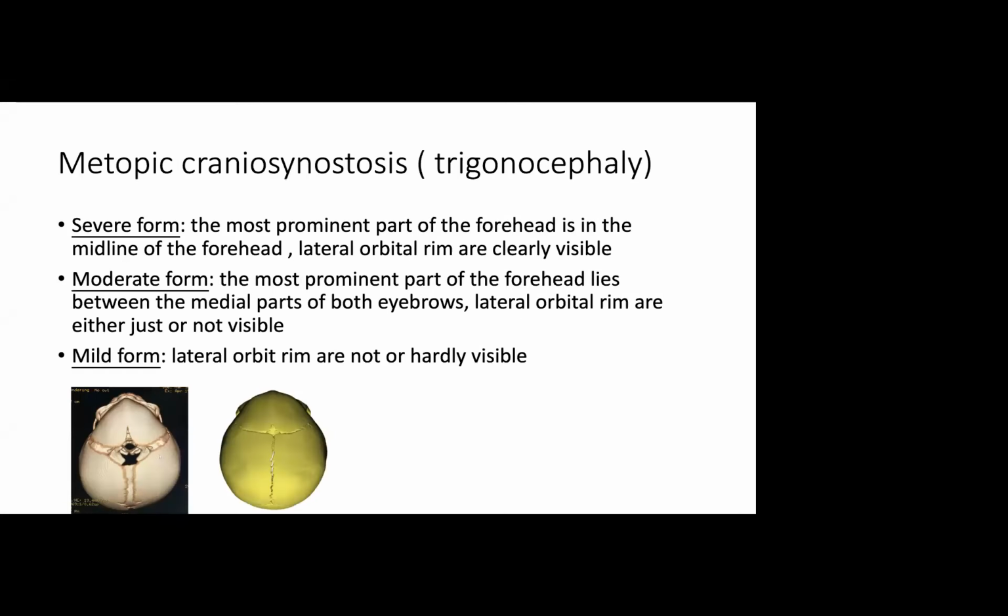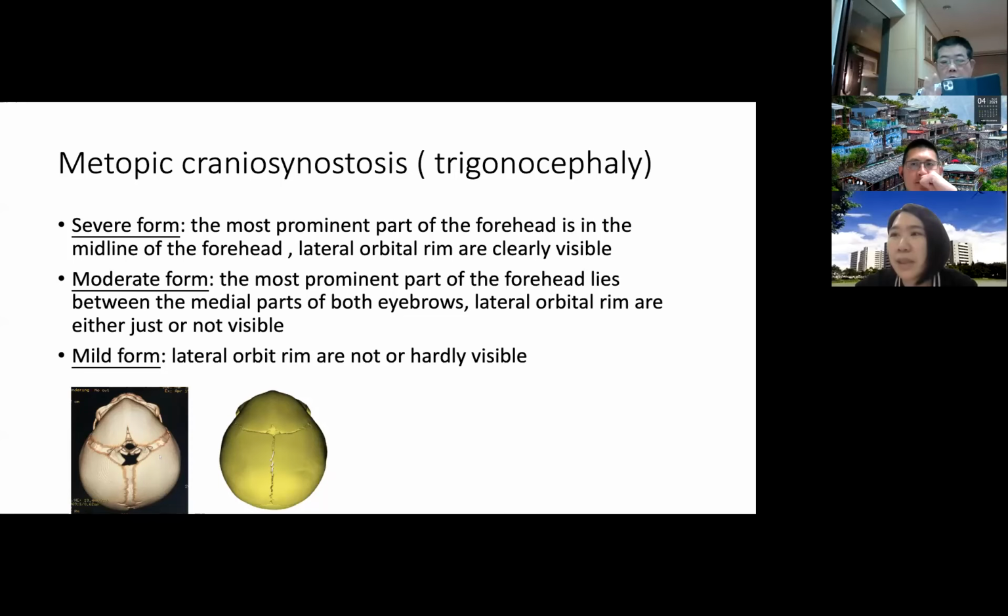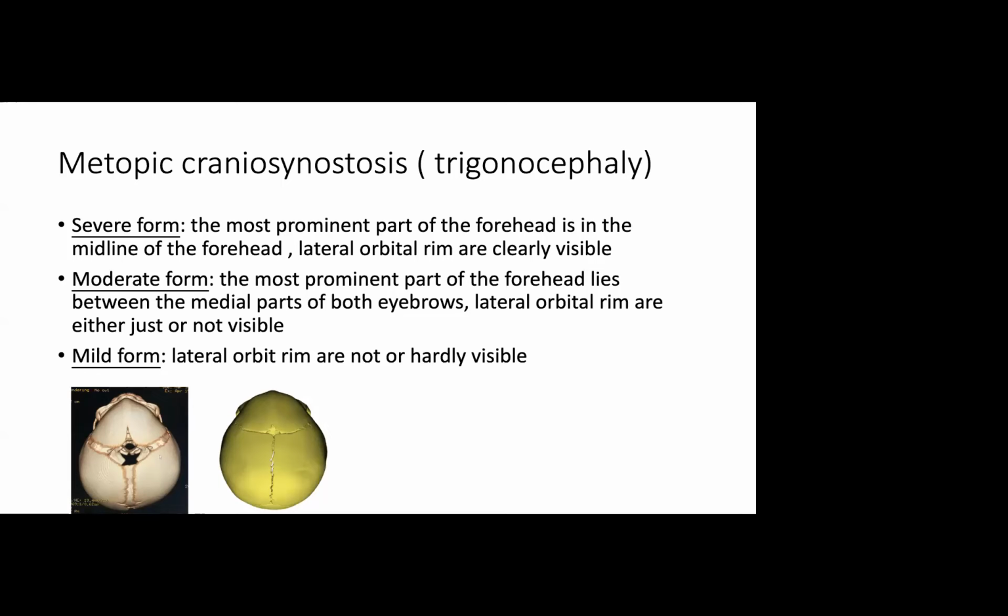The metopic craniosynostosis is special among those 4 types of craniosynostosis, because its classification is not very clear. The shape of trigonocephaly can be classified as severe form, moderate form, or mild form. The severe form has the most prominent part of the forehead in the midline of the forehead, and the lateral orbital ring is clearly visible. You can see from the pictures I demonstrate that on the left is the severe form.